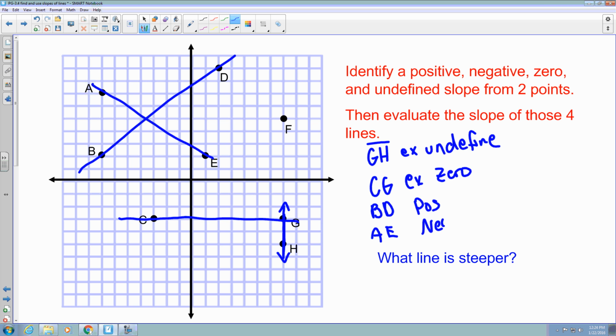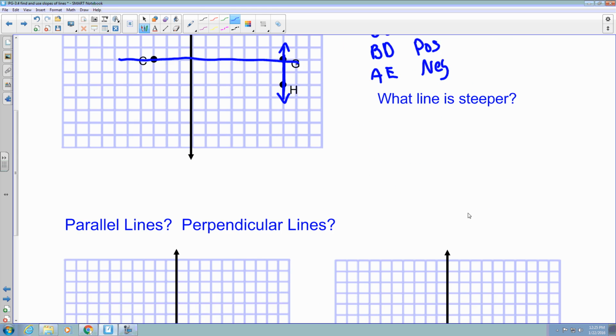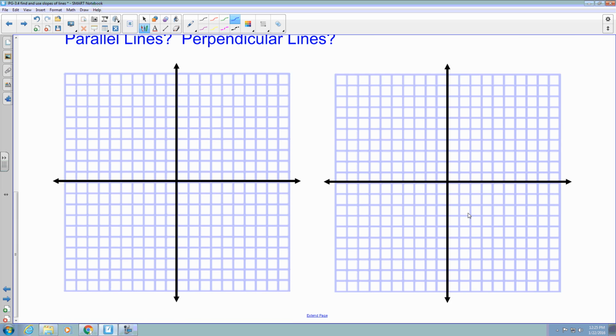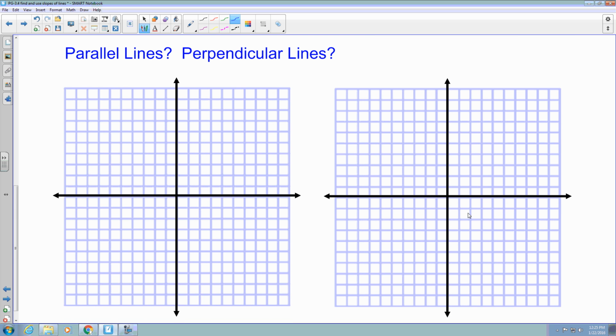Now they're asking for which line is steeper, which means which has the greatest value for slope, whether it's positive or negative. So whatever absolute value that you have has the largest number to it. So it either had to be the positive or the negative slope, and that would figure out which line is steeper.